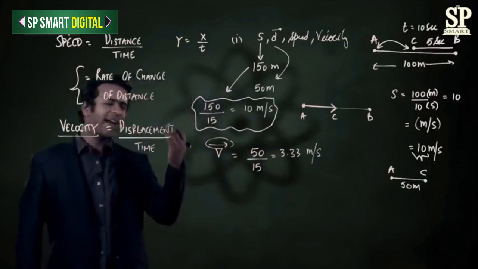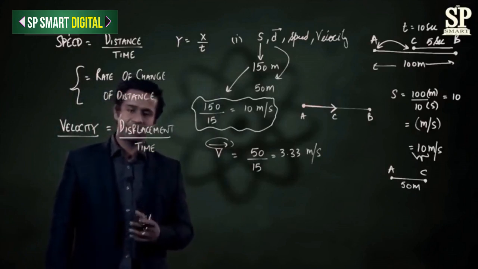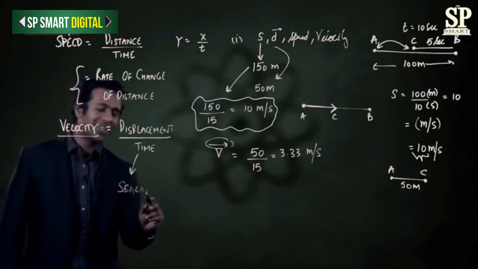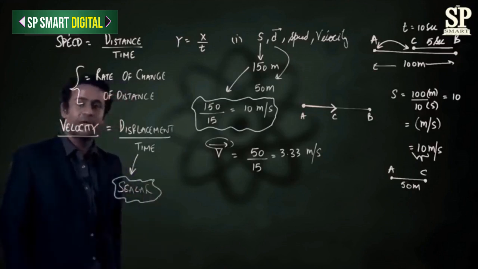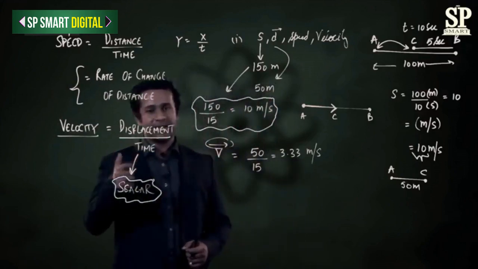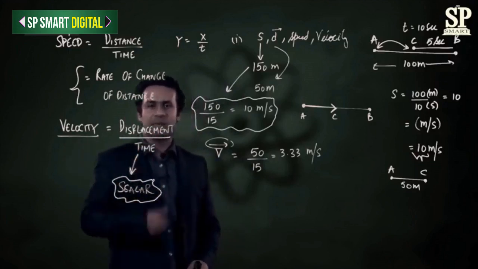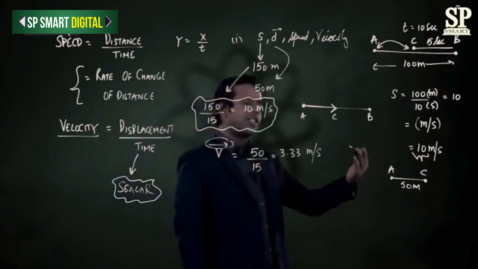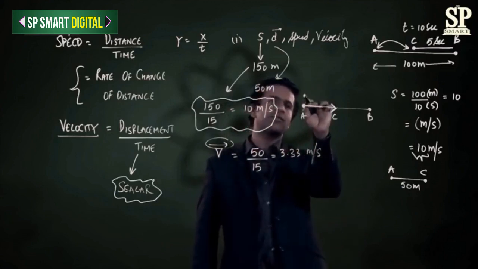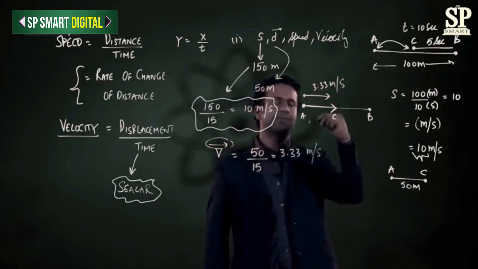Now, when you divide a vector by a scalar, the magnitude changes but the direction remains the same. Time, I'm sure you figured, is a scalar quantity because there really is no sense in attributing direction to time, is there? Right, so time is a scalar quantity. So displacement by time gives us another vector which is velocity, and it will have the same direction as displacement. Right. So since displacement points from A to C, the velocity vector also points from A towards C and has the magnitude 3.33 meter per second.